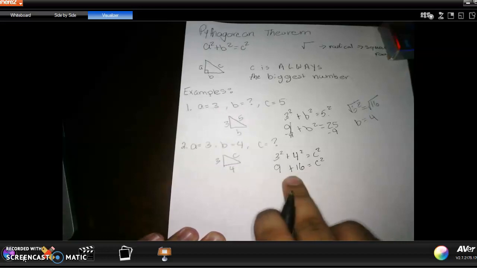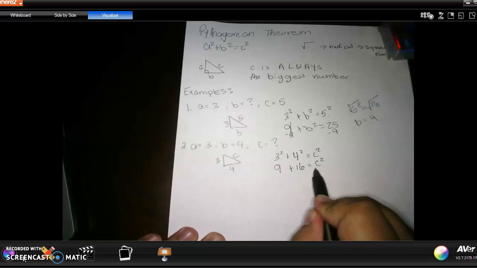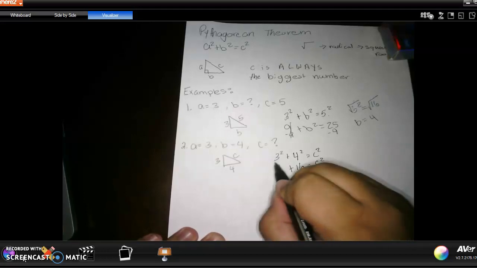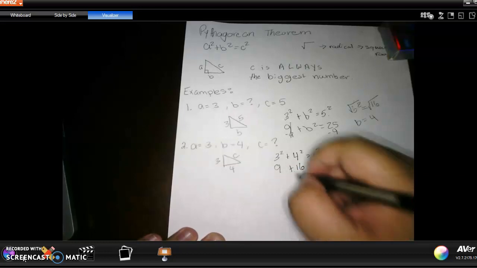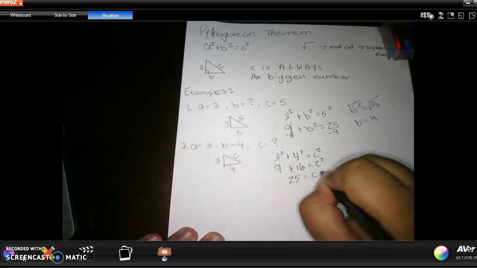Therefore, you just add them together like normal. Imagine this said 2 plus 2. Well, what was 2 plus 2? It's 4. So we just add them across like you would do like that. So what is 9 plus 16? 9 plus 16 is 25. Still looking for c squared.